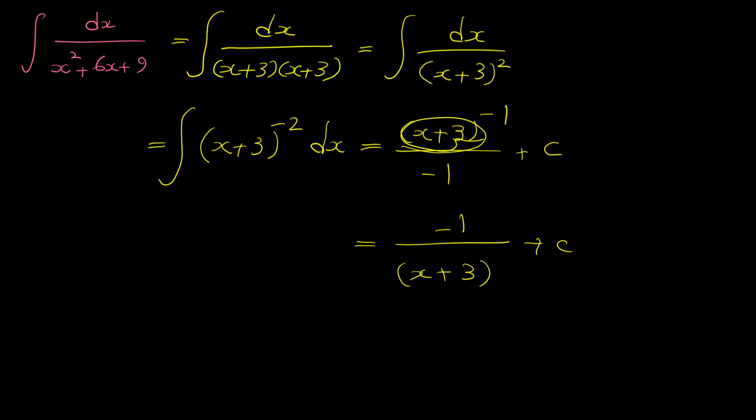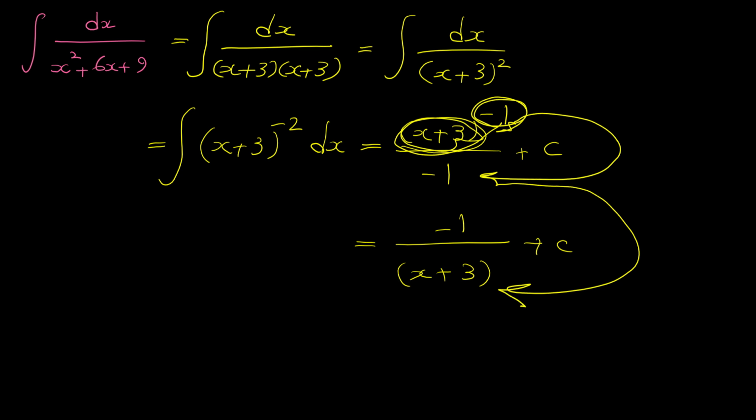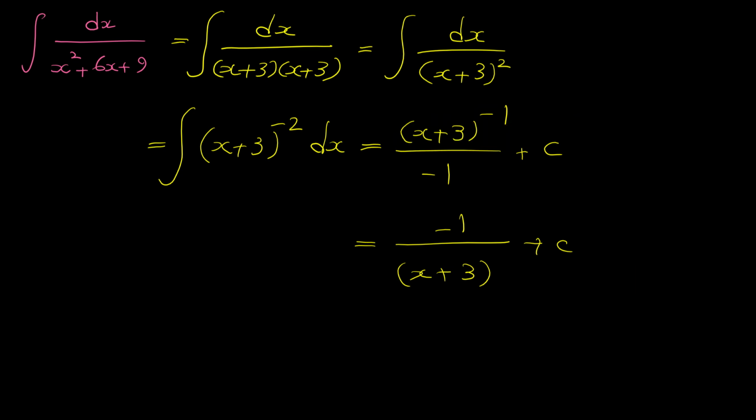Because the power of x plus 3 is negative, we can bring it down to the denominator and write it in this way. And because we have a negative in the denominator, we can move that negative to the numerator and write the expression in this form. So the integral of dx over x to the 2 plus 6x plus 9 is negative 1 over x plus 3 plus c.